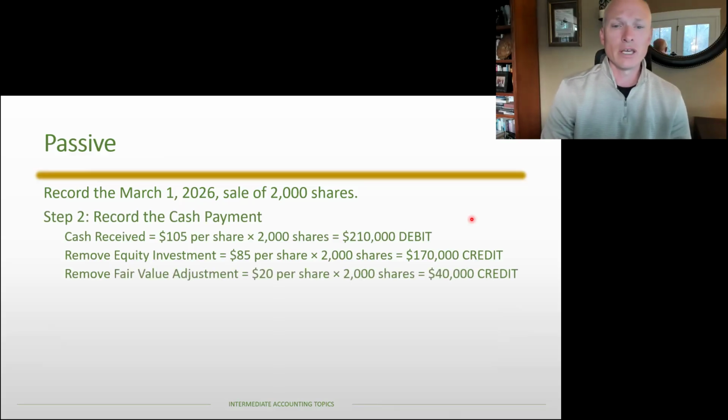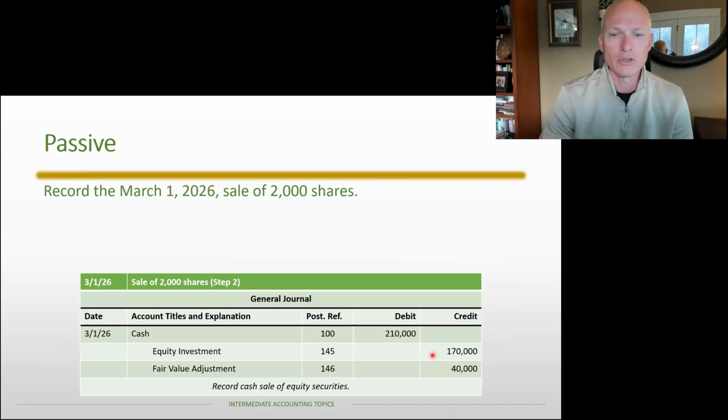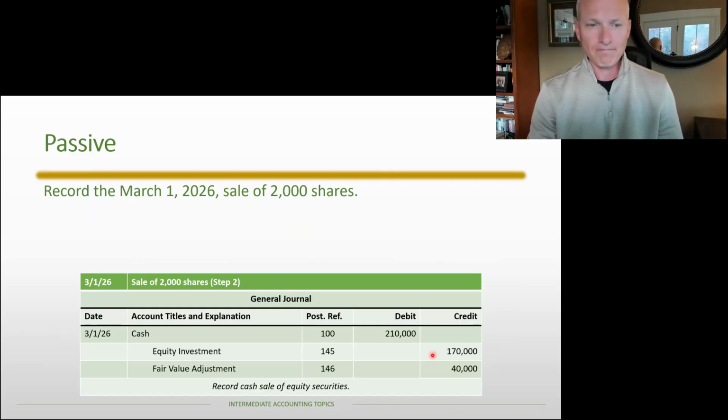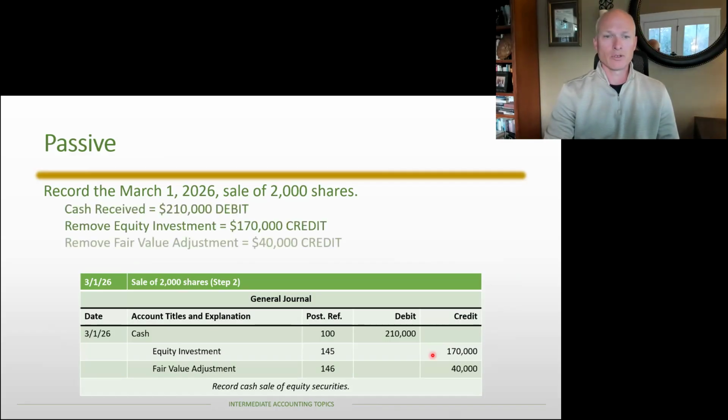And then the difference is the balance in our fair value adjustment account. And that balance we just calculated, just to be clear, the balance in the account is $20 per share times 2,000 shares. And so that's an additional credit of $40,000. We just take that information and we put it into our journal entry. So now we're done. There was a little bit of animation error there. And so we've completed the sale of those 2,000 shares.